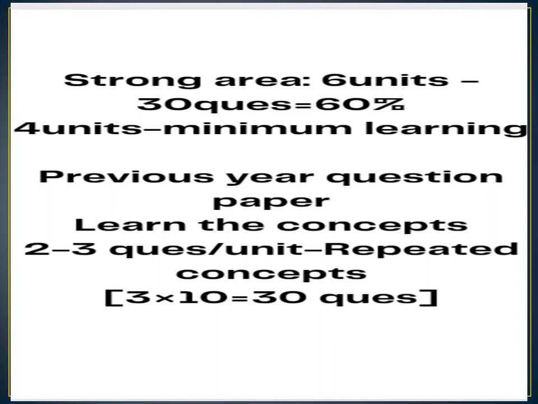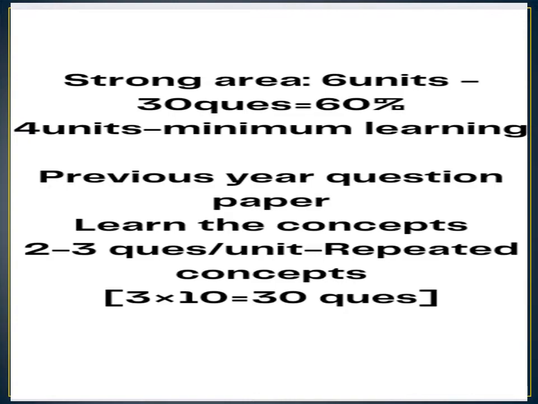So you have to understand the concepts first instead of memorizing, because the questions will not be repeated in the upcoming exams, but the concepts will remain the same. So you have to understand that first. If you understand the concepts, you can answer 30 questions in the right manner. So these are some of the strategies you can follow to score in paper 1.